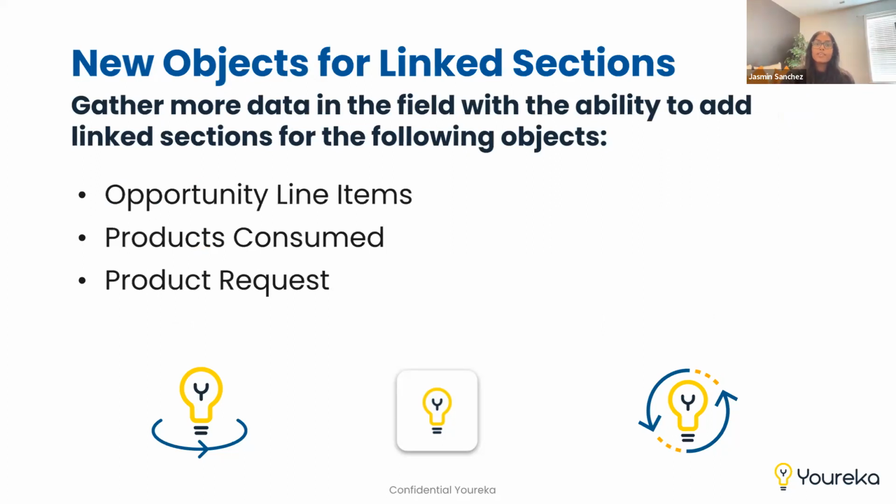We are now giving users the opportunity to collect and gather more data in the field for the objects listed on the screen. So that is opportunity line items, products consumed, and product requested, or product request. The links section experience itself hasn't changed with this specific enhancement, but we're just extending the support of the objects.